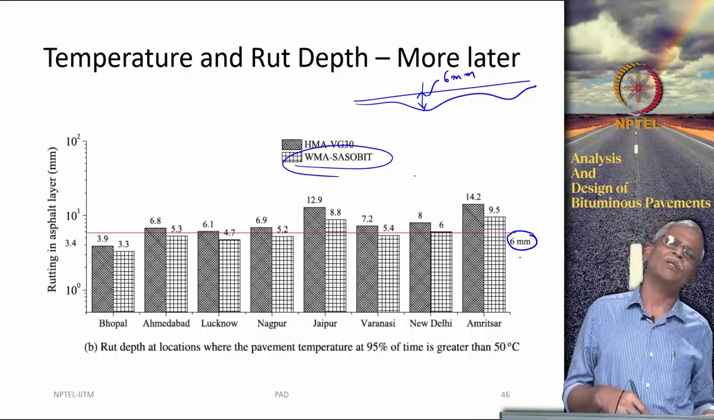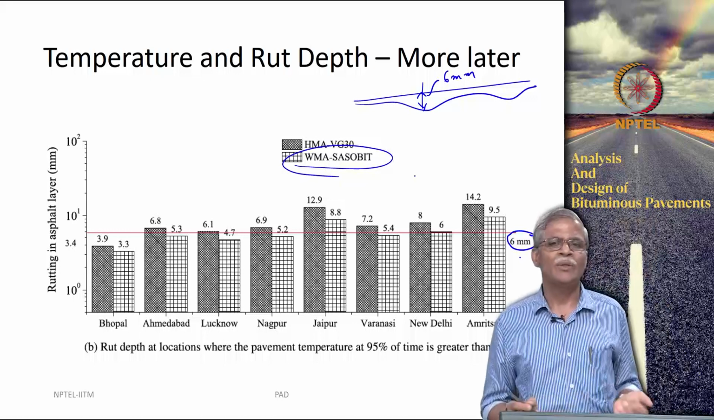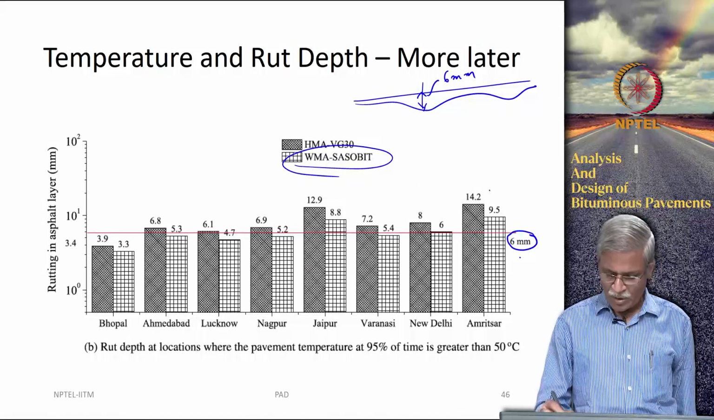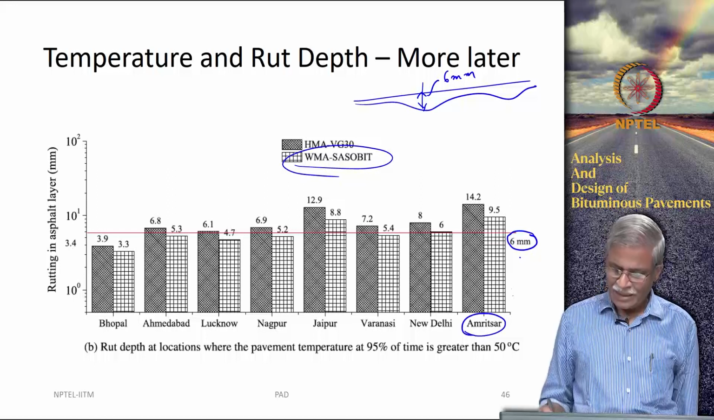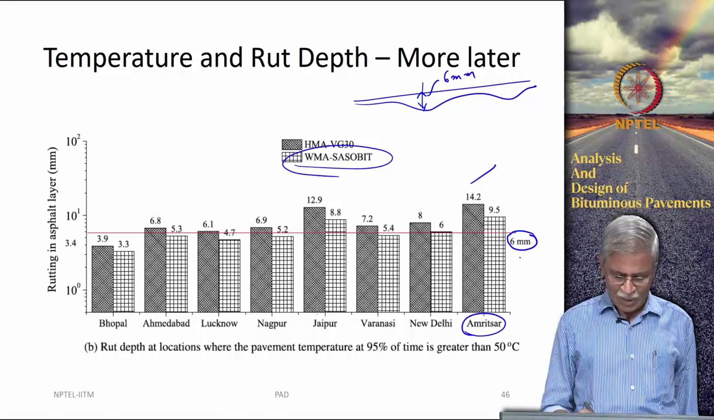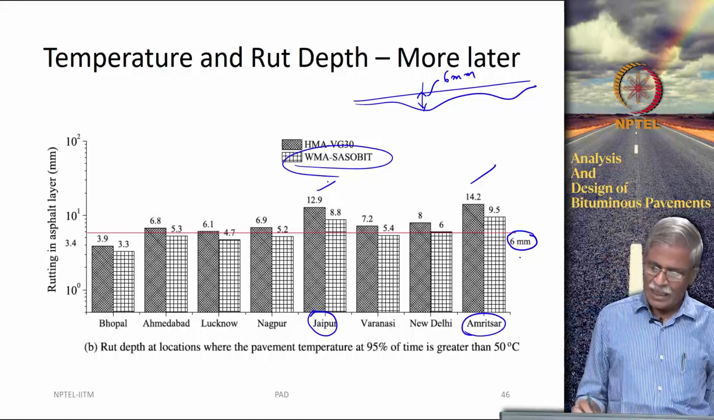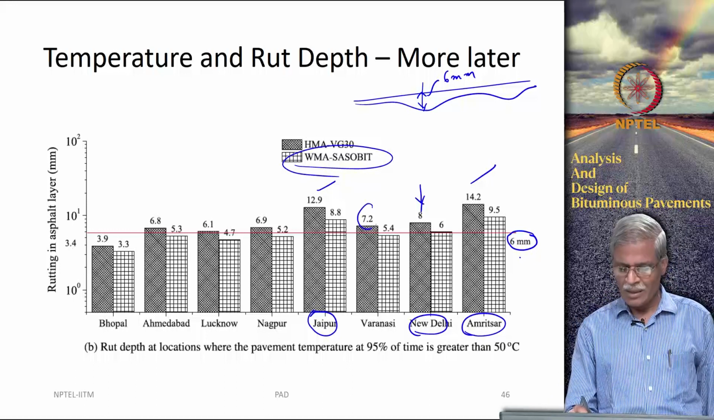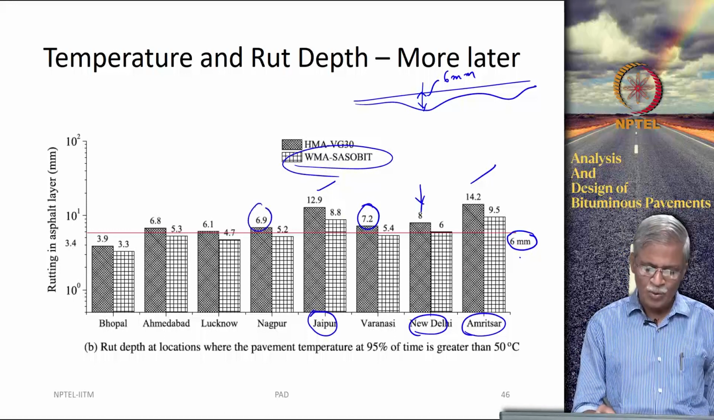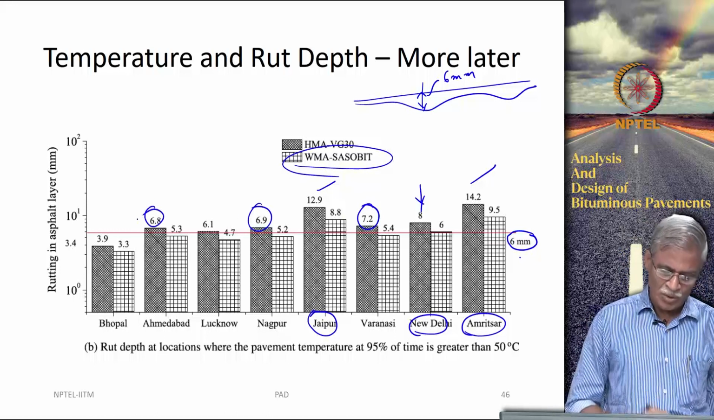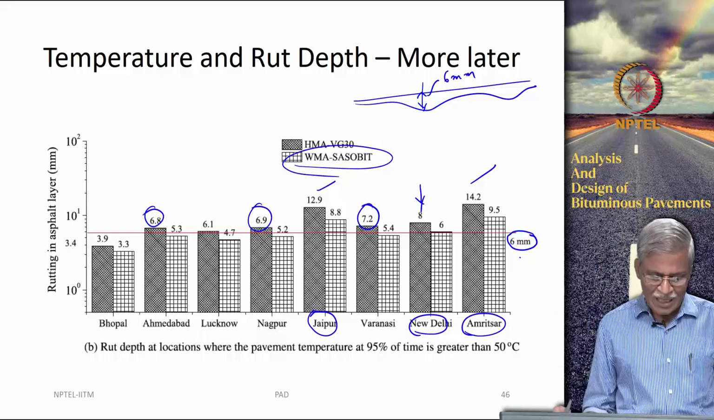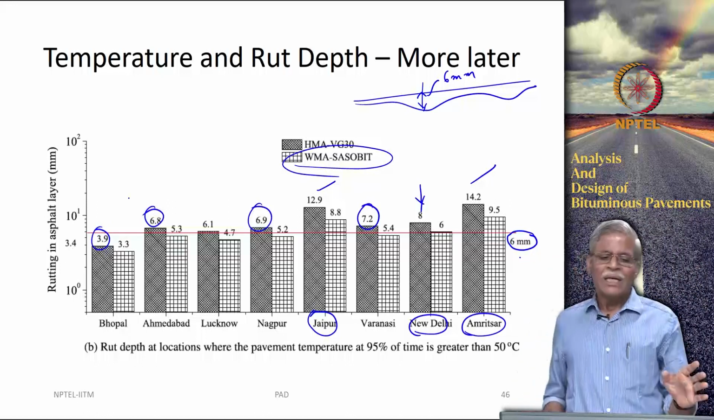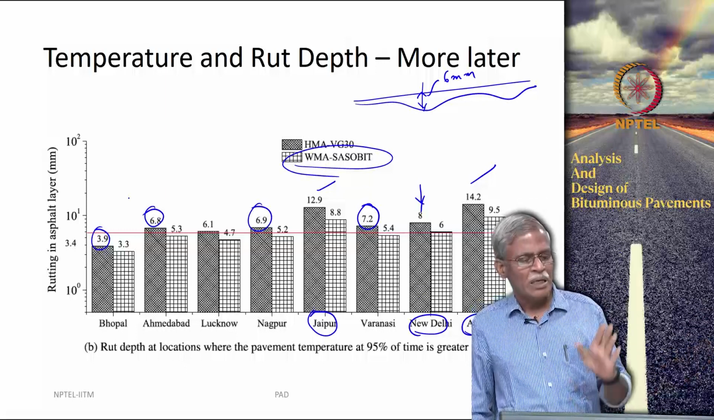So, we were trying to find out what is the influence of this warm mix additive as far as rut depth is concerned, and we did a lot of structural simulations, but that is not really the point. What you want to do is check that there is this data related to Amritsar 14.2 mm, then you go to Jaipur 12.9 mm, and then you come to New Delhi, you see here that it is 8 mm, then you come to Varanasi, it is 7.2 mm, and then you go to Nagpur 6.9 mm, Ahmedabad 6.8 mm, and you will basically see how these things are varying, and of course Bhopal is 3.9 mm. So, there is a significant relation between temperature and rut depth.